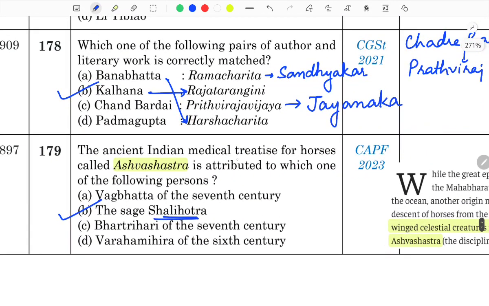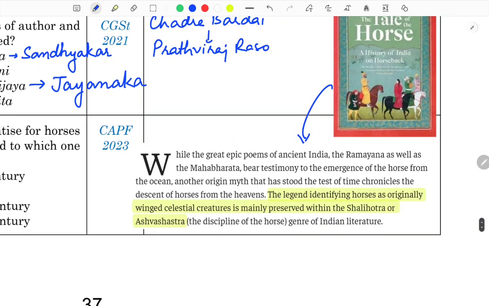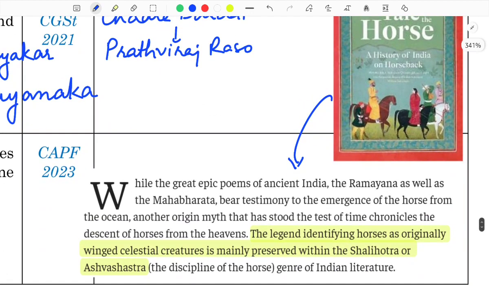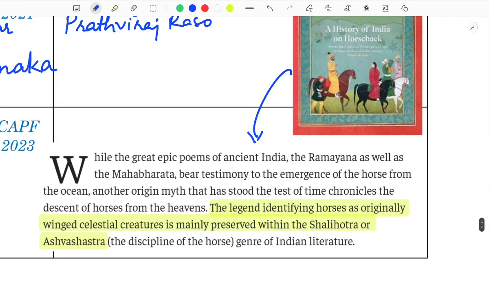The ancient Indian medical treatise for horses called Ashwa Shastra is attributed to which one of the following persons? The sage Shalihotra. And this is your authentic source. There was a book by Yashasvi Chandra, The Tale of the Horses, and this is an excerpt from this book, the book review actually.